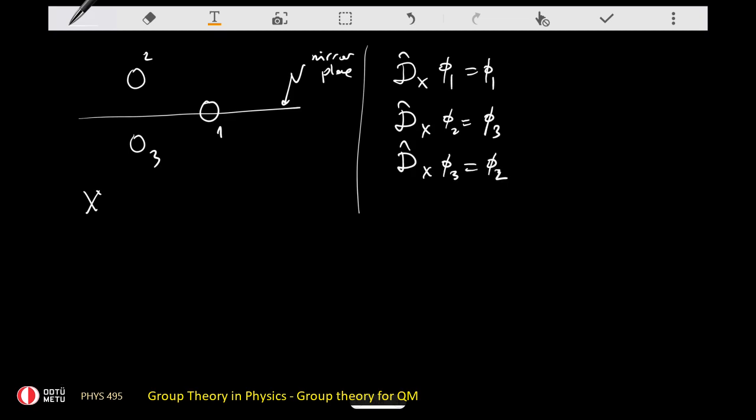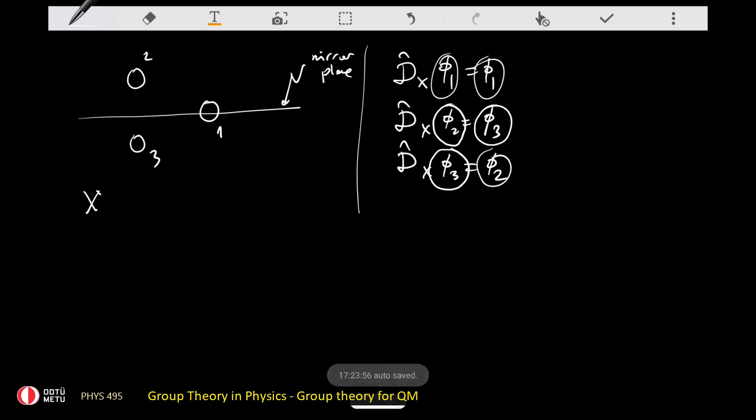Applied on phi 3 gives me phi 2, because this operation just exchanges the second and the third atoms. Therefore, it moves the s orbital of the second atom to the third and moves the s orbital of the third atom to the second. But somehow it fixes the s orbital of the first atom.